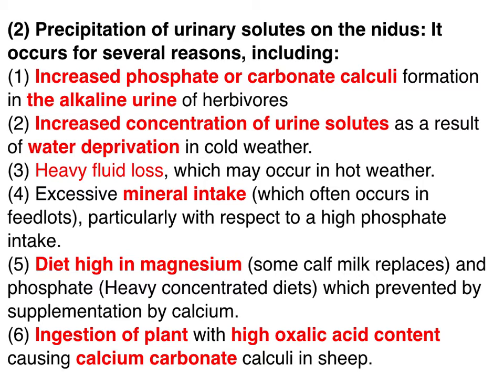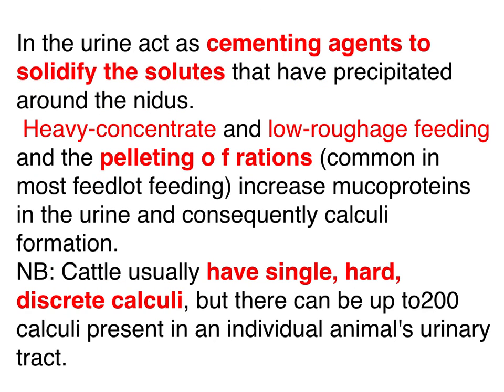Excessive mineral intake which often occurs in feedlots, particularly with respect to a high phosphate intake. Diet high in magnesium, some cow milk replacers and phosphates. Heavy concentrated diets which can be prevented by supplementation with calcium. Ingestion of a plant with high oxalic acid content causing calcium carbonate calculi in sheep. Mucoprotein in the urine acts as a cementing agent, solidifying the solutes that have precipitated around the nidus. Heavy concentrates and low roughage feeding and pelleting of rations are common in most feedlot feeding.